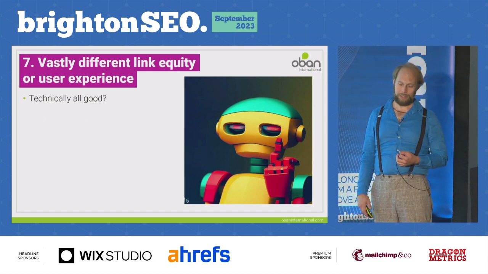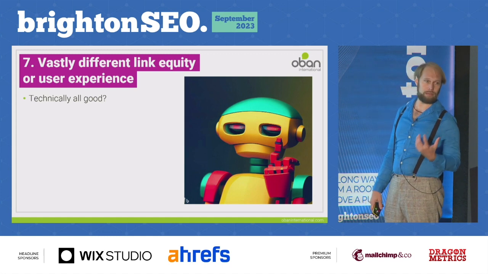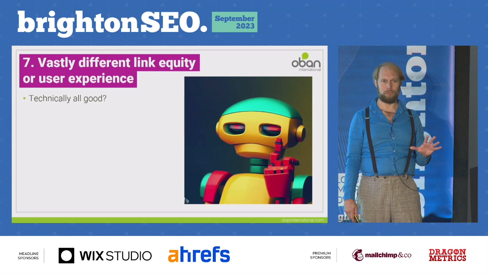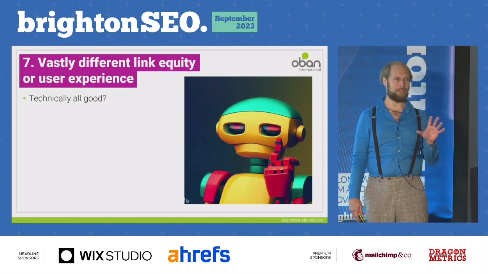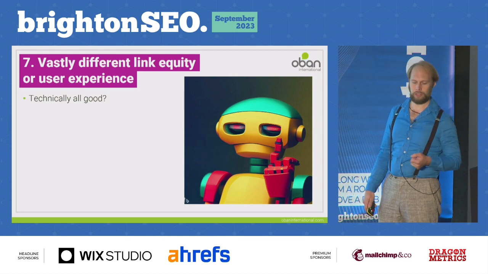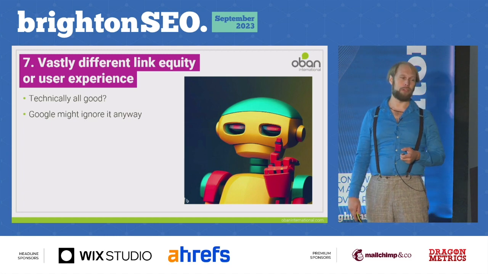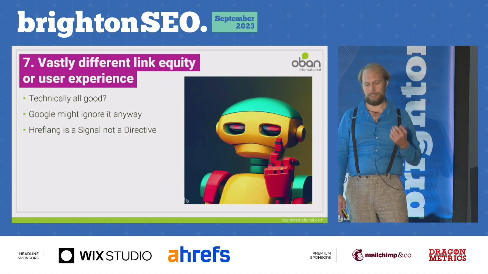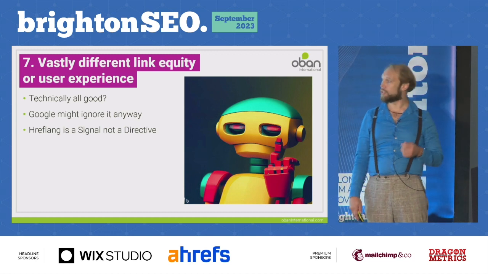So hopefully, at this point, everything's working. Technically, everything's all good. And so Google should start showing the right pages in the right countries to the right users, okay, right? But unfortunately, Google might ignore it anyway. Unfortunately, hreflang, it's a signal. It's not a directive.